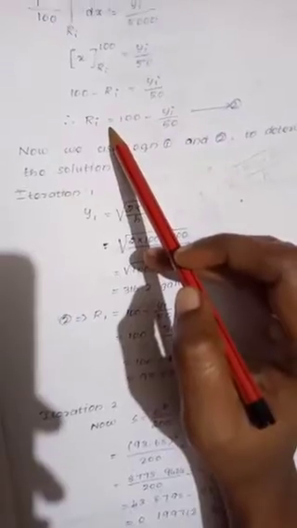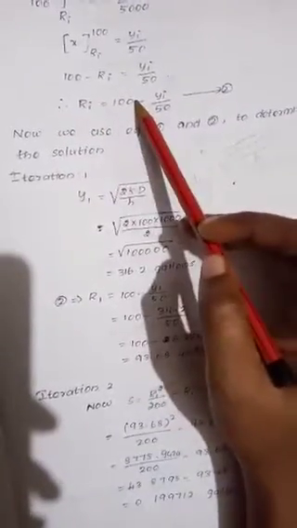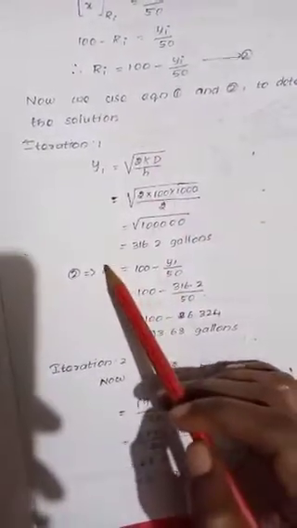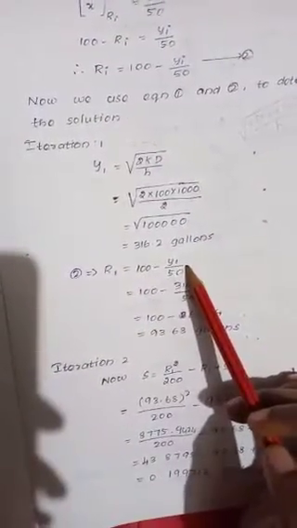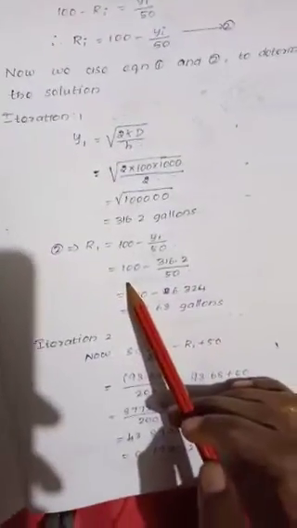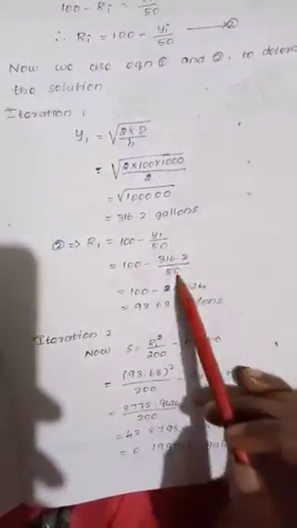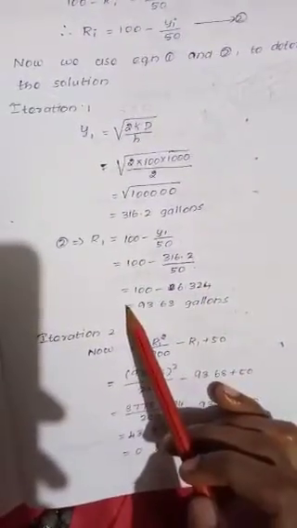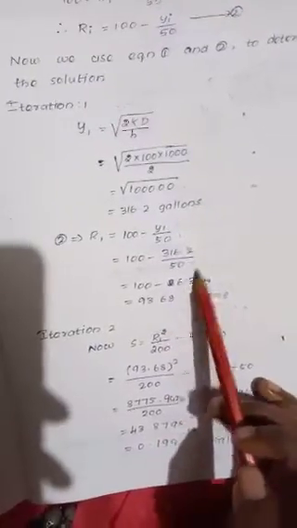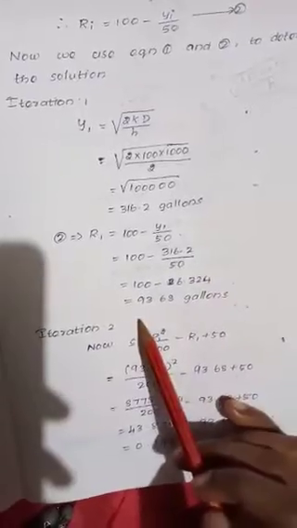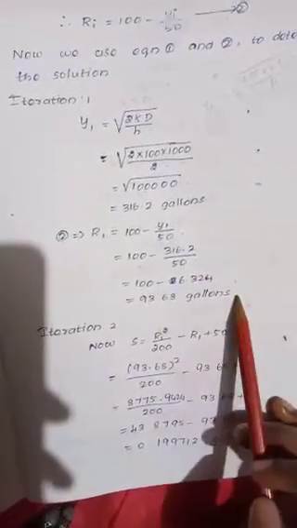Next, equation 2. The equation 2 is r_i is equal to 100 minus y_i by 50. Where i is there, we put 1. Then r1 is equal to 100 minus y1 by 50, which is equal to 100 minus the y1 value, 316.2 by 50. Simplifying, this is equal to 100 minus 6.2324, which is equal to 93.68 gallons.